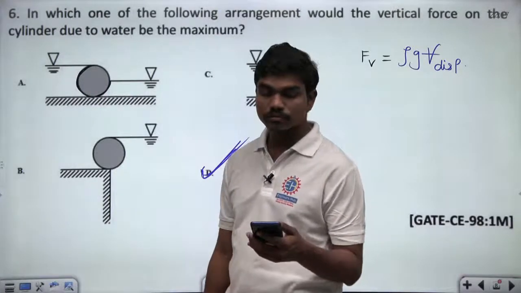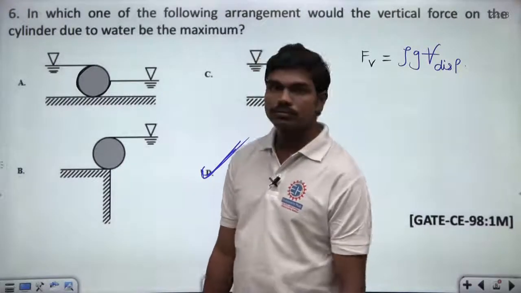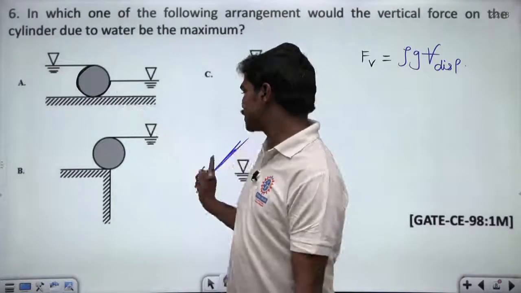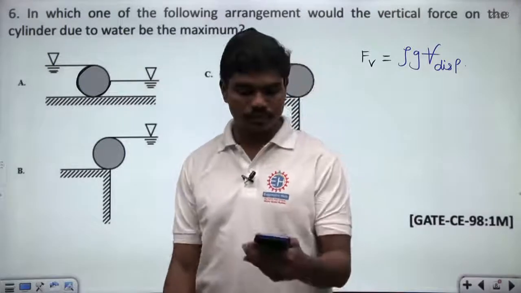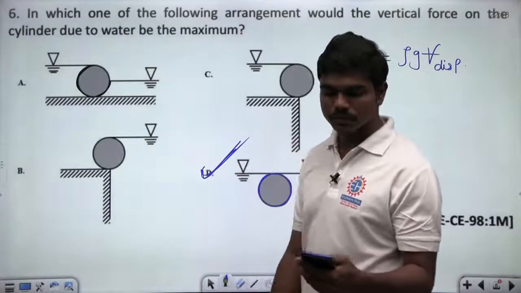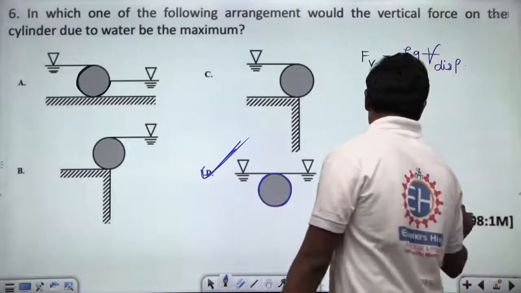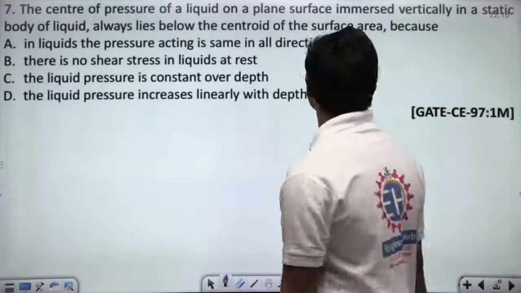Fine. Clear? Because most of the fluid is displaced in this case as compared to the A, B, C cases. Okay, so that's the reason. Clear? That's it. It's as simple as that. It's a simple question, and of course a very old question. Civil engineering question 98. Next, let's go for the 7th question.